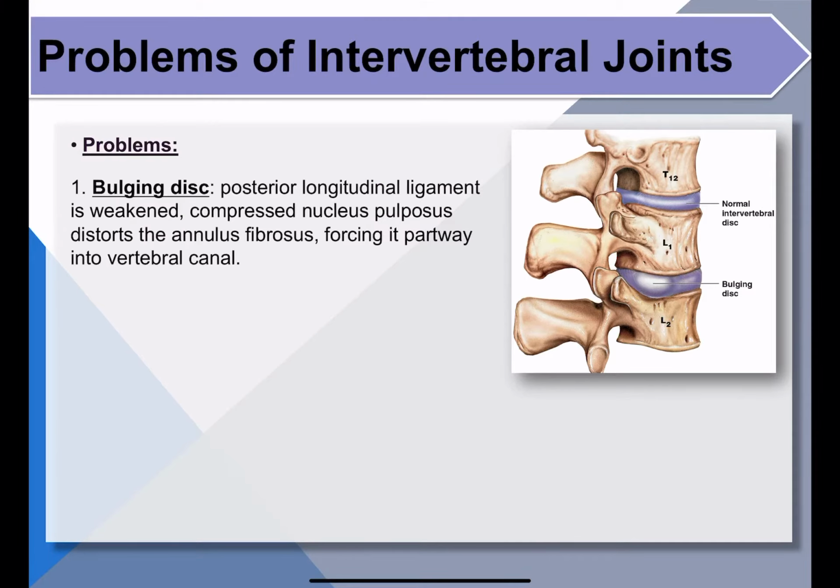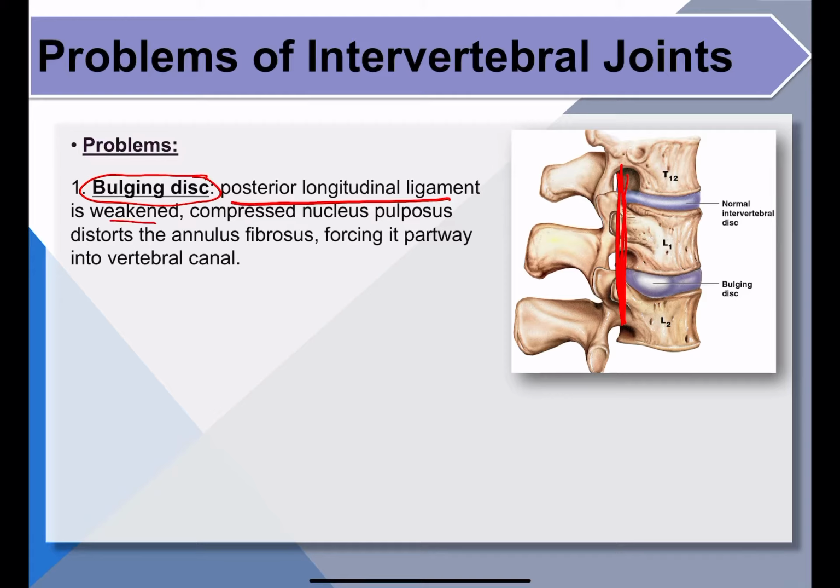Now, there are 2 common problems that can happen with intervertebral joints. We talked about how things are supposed to stay in place, but sometimes if those ligaments are not functioning as they should, we can have sort of dislocation of these vertebral bones. For example, bulging disc is a condition where the posterior longitudinal ligament that's supposed to make sure this stays in line together, that ligament can be weakened.